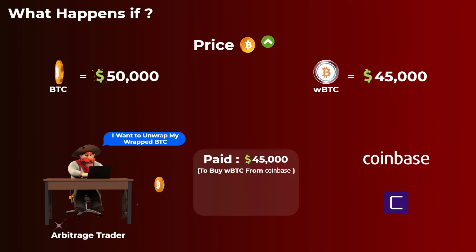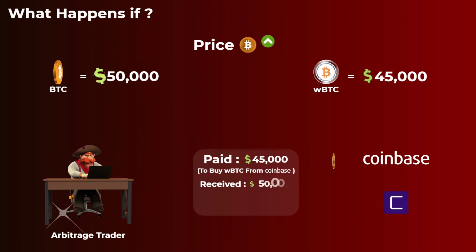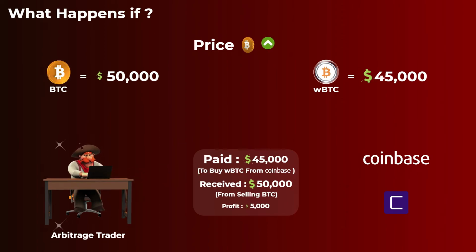So, the merchant will give him one original Bitcoin that he can now sell on Coinbase for $50,000, making an easy, risk-free profit of $5,000. The traders who do this are called arbitrage traders, and they will continue doing this to make profits, and that will have two effects on the wrapped Bitcoin.